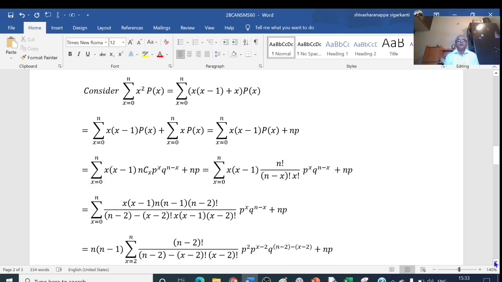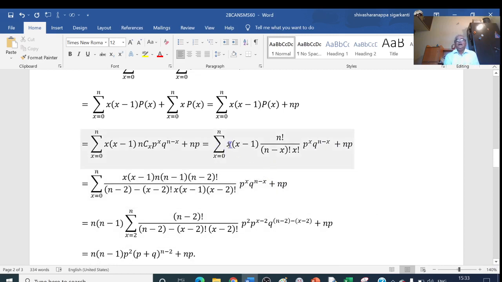Again I will write x into x minus 1 as it is. I will write n factorial as n into n minus 1 into n minus 2 factorial. And in the denominator we have n minus x factorial is there. I will write this n minus x as n minus 2 minus x minus 2. That is adding 2 and subtracting 2 and writing in this form. Into x factorial is there. I will write x factorial as x into x minus 1 into x minus 2 factorial into p raised to x q to the power of n minus x plus np as it is.